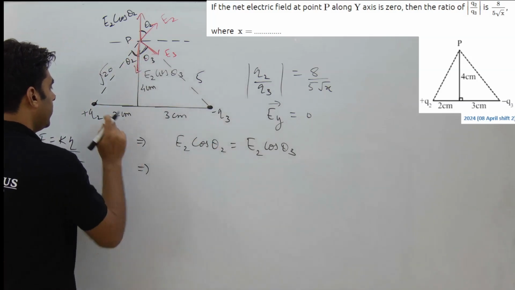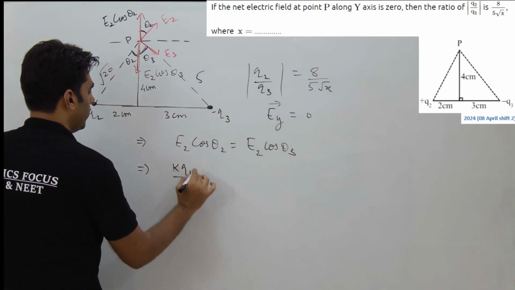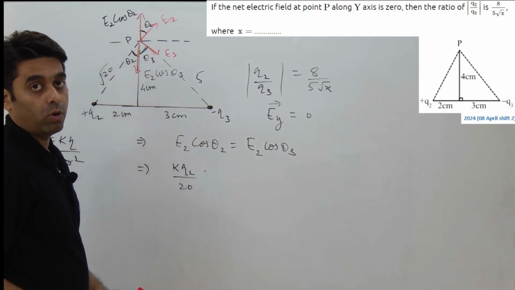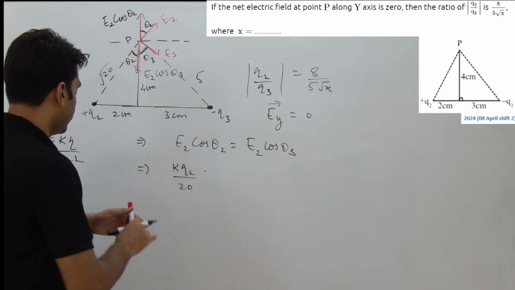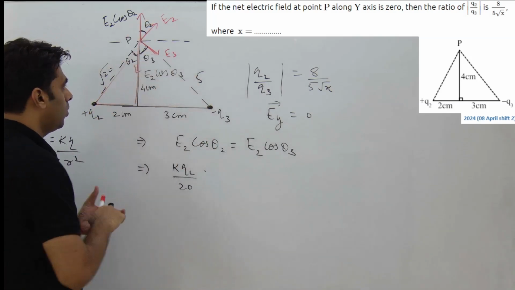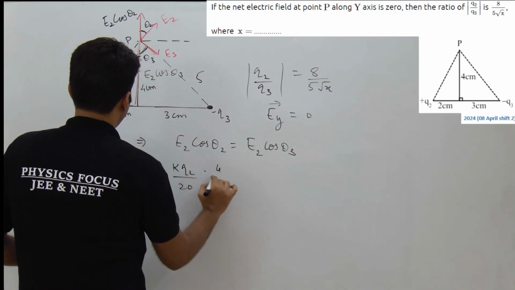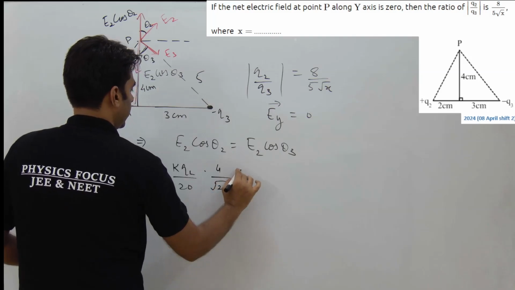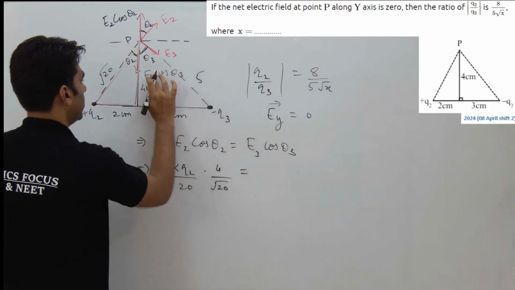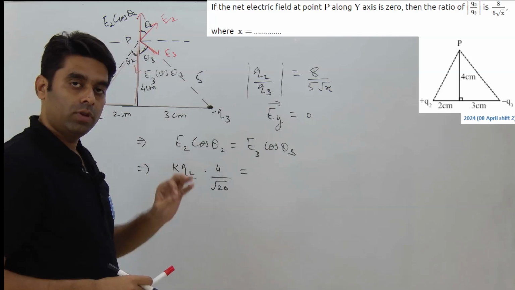Let's see, electric field due to Q2 at this point, how much will it be? K Q2 divided by R square, which is 20, into cos theta 2. Cos theta 2 will be what? If you focus on this triangle over here, cos theta 2 we can write as adjacent by hypotenuse, which will be 4 by root 20. This is equal to E3. I have written E2, this will be E3, the electric field due to your minus Q3.